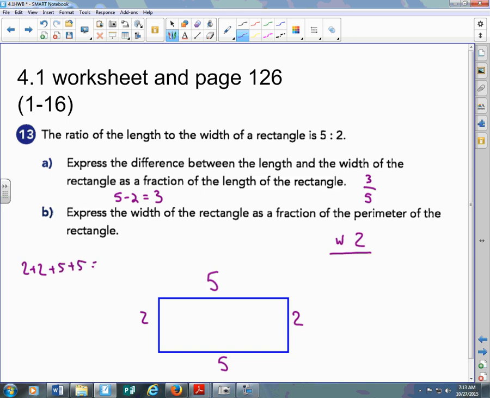And I always try to match up my tens. So 5 plus 5 is 10, plus 2 is 12, plus 2 is 14. And our perimeter is 14. Now, it says that we have to keep these all in simplest form. So that would be divide both the numerator and the denominator by 2, and we get 1/7. And that would be our answer.